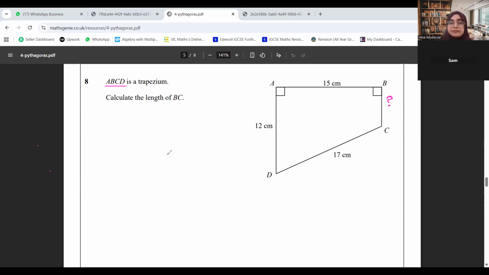I think the first step will be that you have to calculate the length of BC. So then you write out the equation for the Pythagoras theorem. Okay, so what equation do I have to write here for Pythagoras theorem? C squared equals A squared plus B squared. Okay, and then what is C here? Is C equal to 17 centimeters?